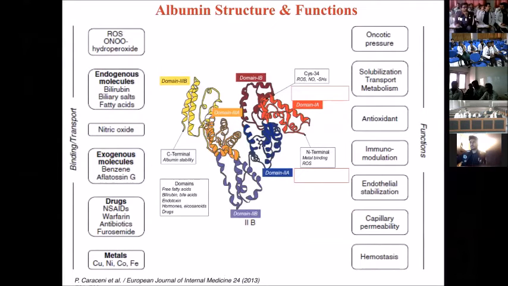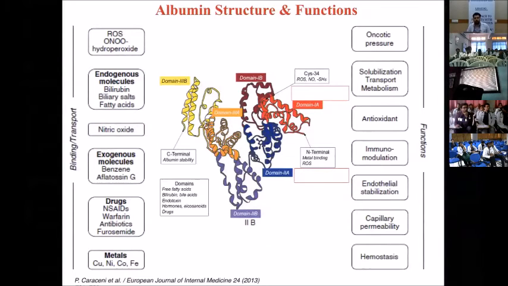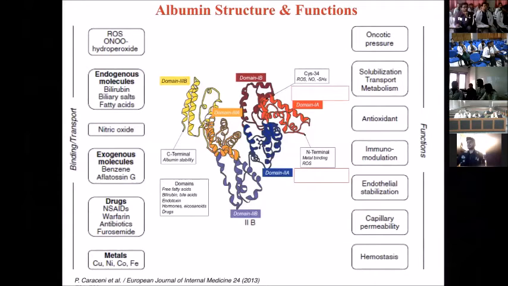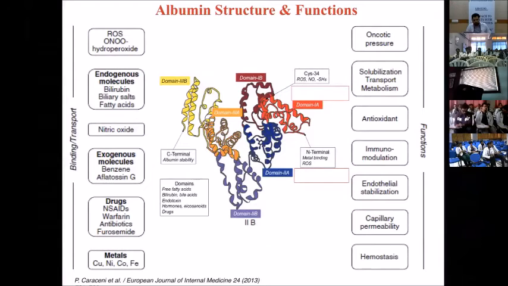Usually it is the cysteine 34 residue of albumin which predominantly plays a part in the solubilization, transport, and metabolism. The N-terminal part is usually associated with endothelial stabilization, modulation of the immune system, maintaining capillary permeability and hemostasis. Then the C-terminal is usually associated with the metabolism of endogenous molecules such as bilirubin, biliary salts, fatty acids, and exogenous molecules, that is other toxins, drugs such as NSAIDs, warfarin, antibiotics, and heavy metals.